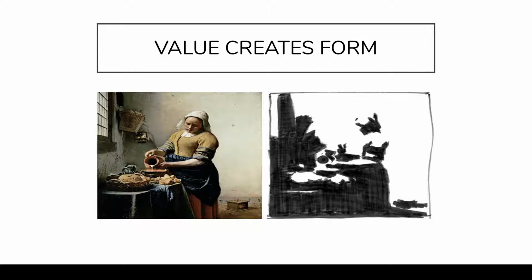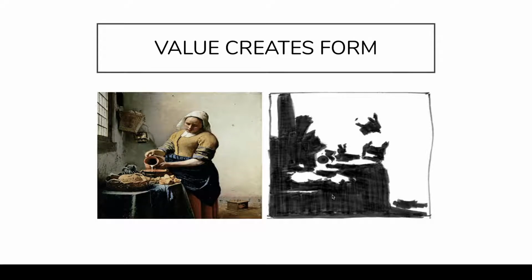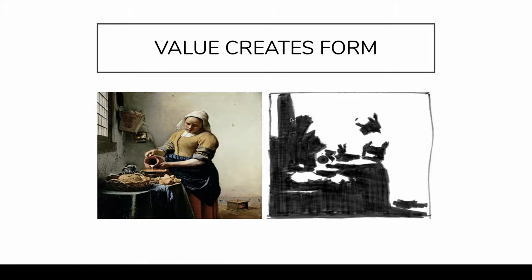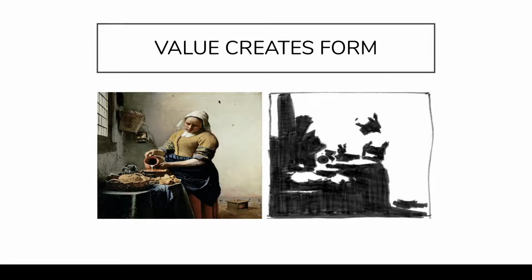Okay, so here's a simple value creates form demonstration. We've got a beautiful picture of Vermeer on the left side. On the right side, we have a very crude thumbnail drawing, just using a black marker on a white piece of paper with a thumbnail box that it's been mapped in. We can very quickly see how the white and dark value is working together, but also how the composition is being very well built just based off that black and white value interaction.